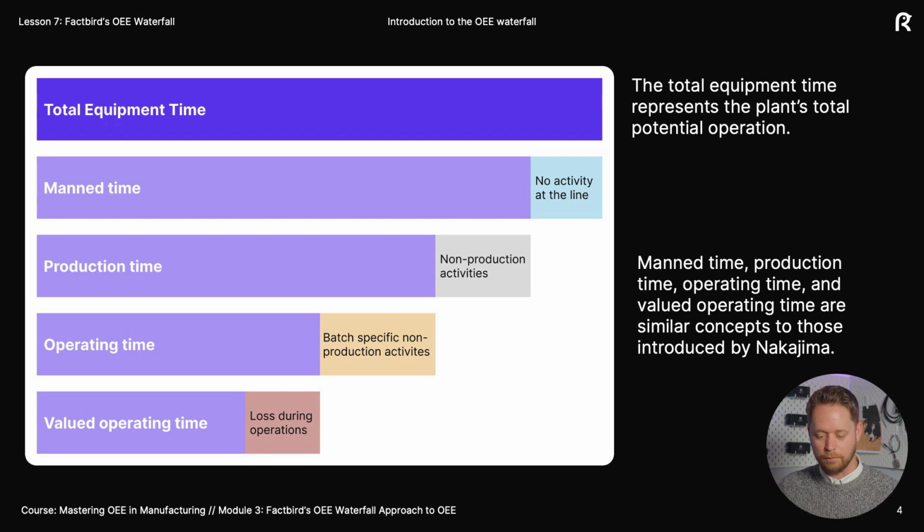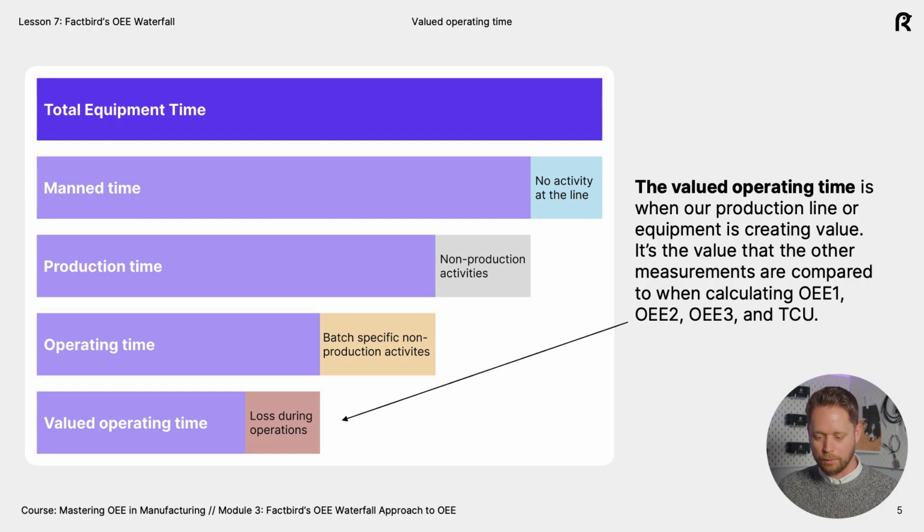Otherwise, man time, production time, operating time, and valued operating time are similar concepts to those introduced by Nakajima, but with some differences in how we allocate downtime losses. So here, the valued operating time is at the core of everything. This is the time that we want to increase because this is when our production line or equipment is creating value. The valued operating time is the value that the other measurements are compared to when calculating OEE1, OEE2, OEE3, and finally TCU, which means total capacity utilization. And these are the values that we will look into now.